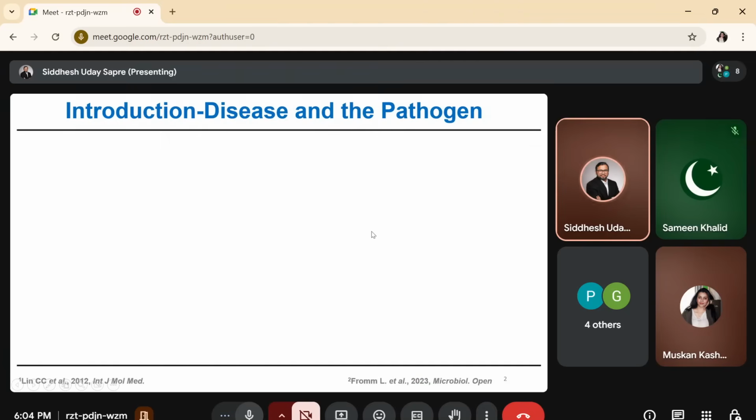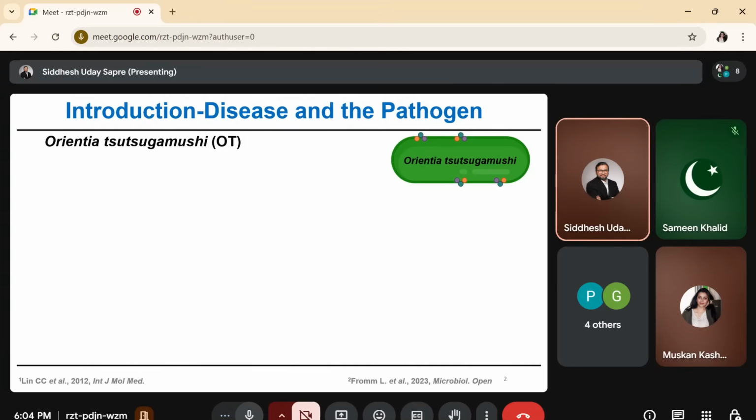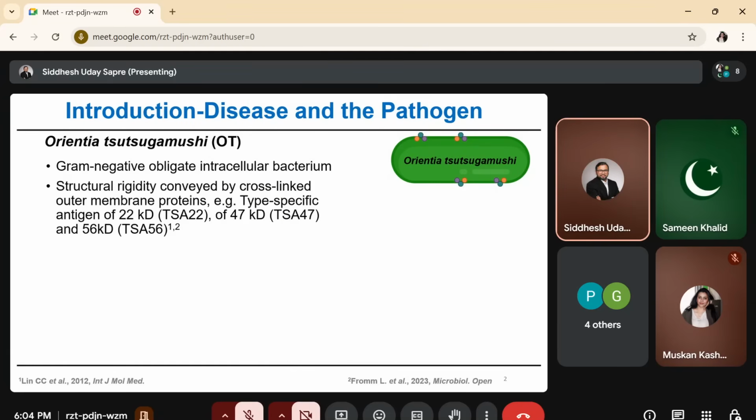I'll first introduce the disease and the pathogen. The pathogen is called Orientia tsutsugamushi, whose visual representation as a cartoon can be seen on the right hand side. It is a gram-negative obligate intracellular bacterium. The structural rigidity to the wall is conveyed through cross-linked outer membrane proteins. They are known as type-specific antigens, and they are of different sizes. Of our interest is the protein of 47 kilodalton size, that is TSA47.